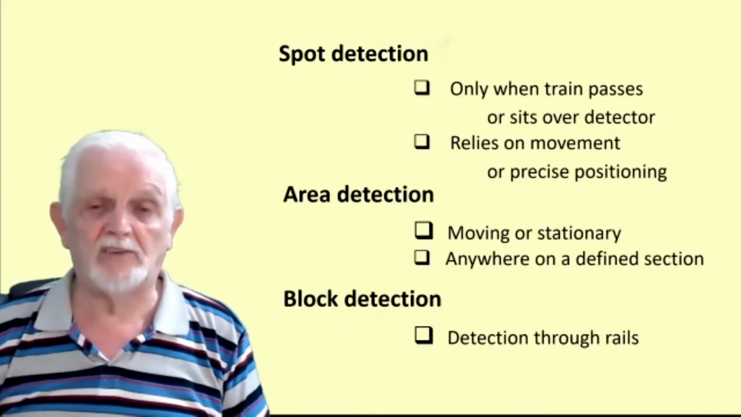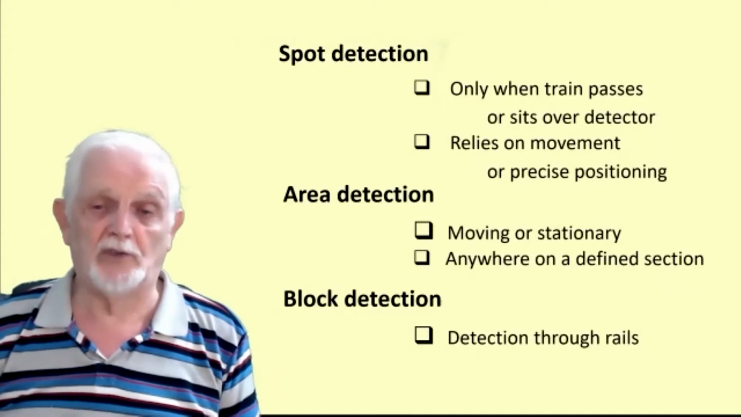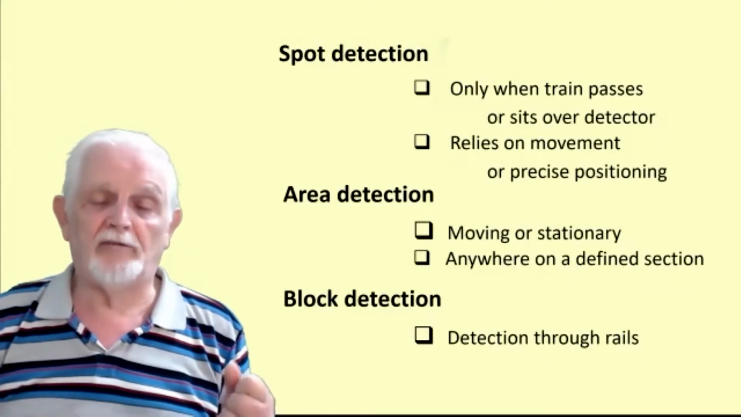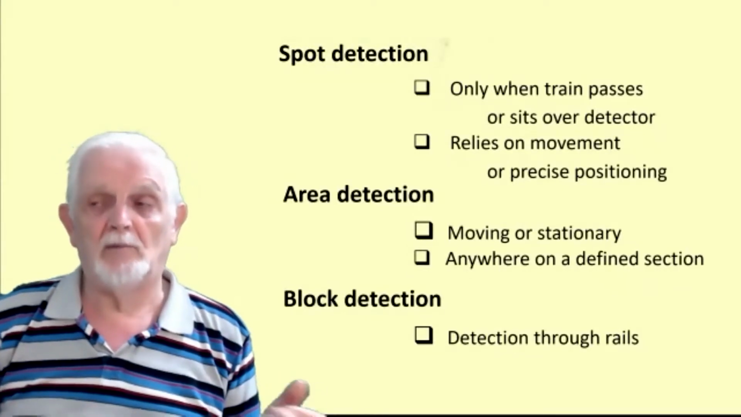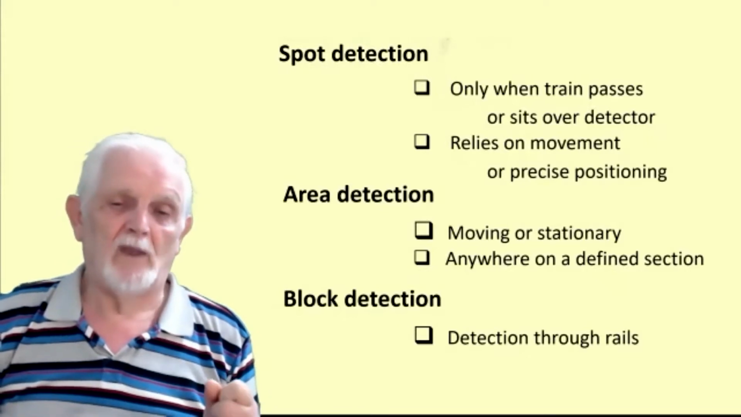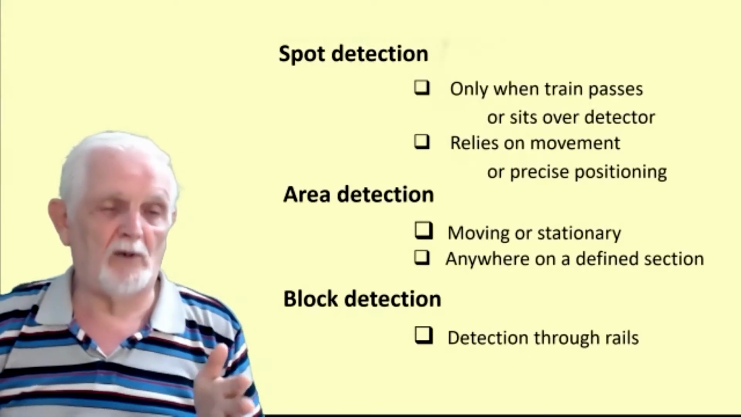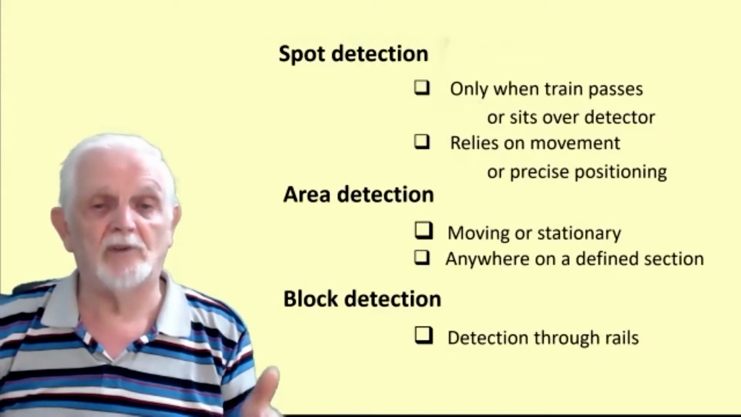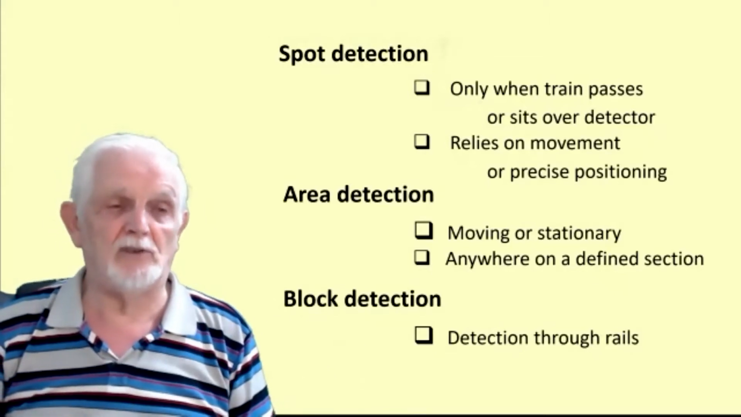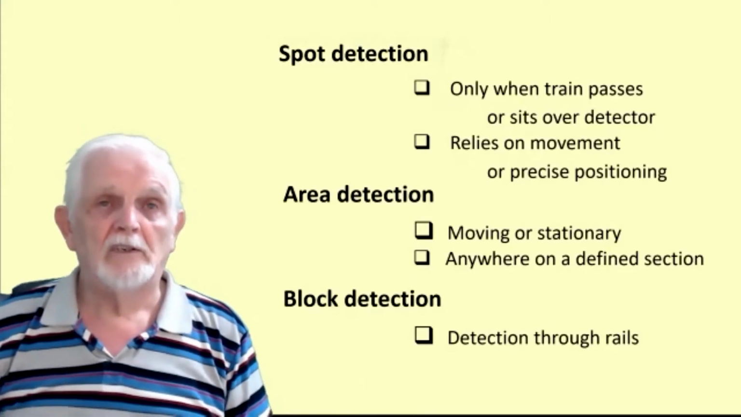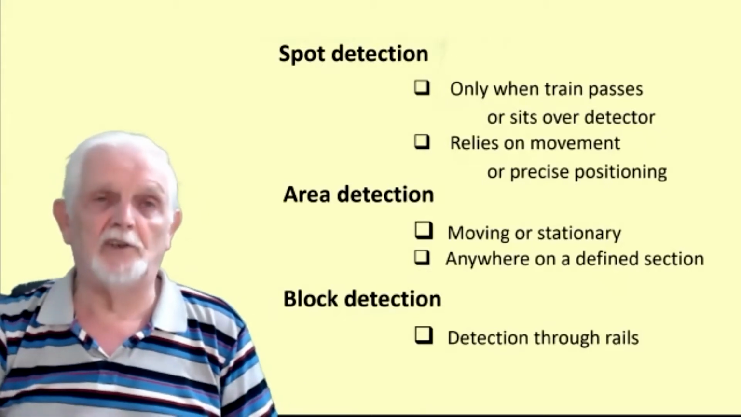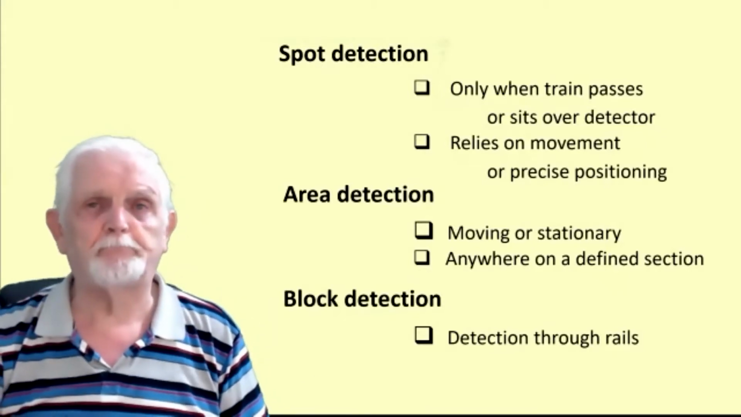And then block detection is used to not have discrete components, but actually have a module where the power to the track comes through that module and is detected when you draw current. So that's the methods we're going to use for detection.